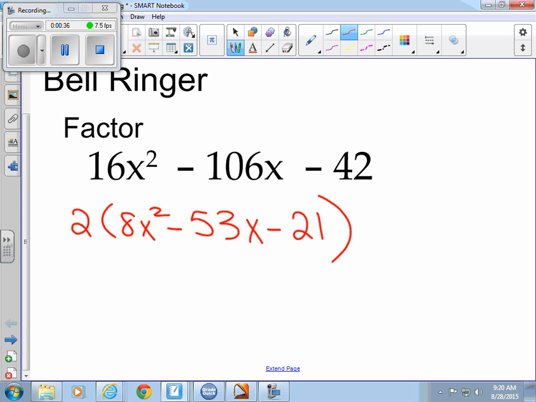You have to. Otherwise, it's not completely factored. If you do slide and divide, it is even more important that you factor your GCF out at the beginning. No, Kyle, I said you have to.